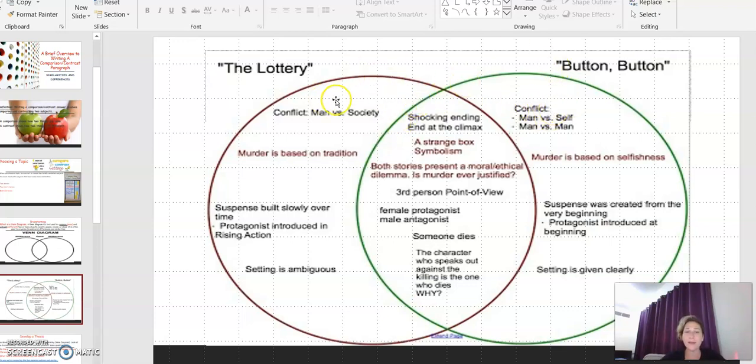As for the differences, they contrasted the conflict. In The Lottery, the conflict is man versus society, whereas in Button Button, the conflict is man versus self and man versus man. So based on the two novels, they were able to compare and contrast, or brainstorm, the points where they point out the similarities of both and the differences. So this is how a Venn diagram works, and this is how you should start this week's task in preparing your Venn diagram, the points, and then proceeding with your writing.